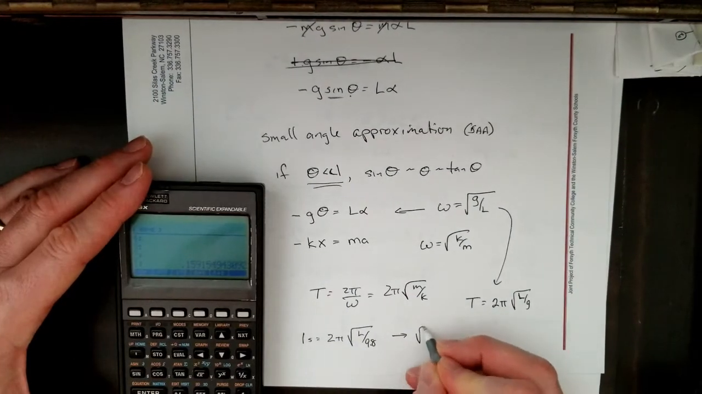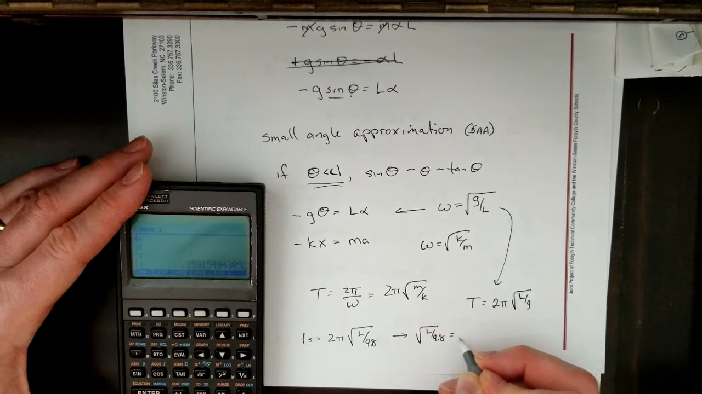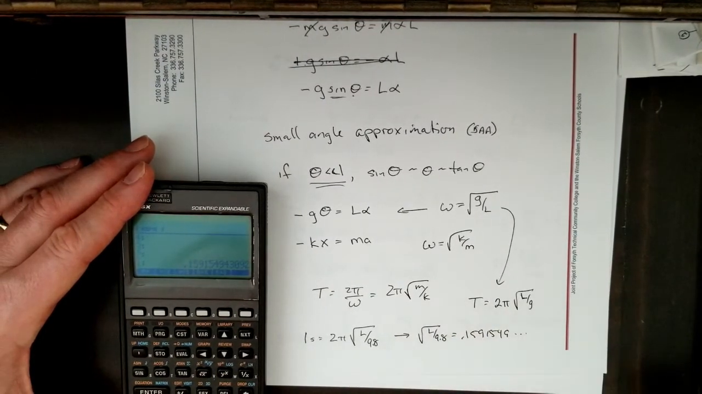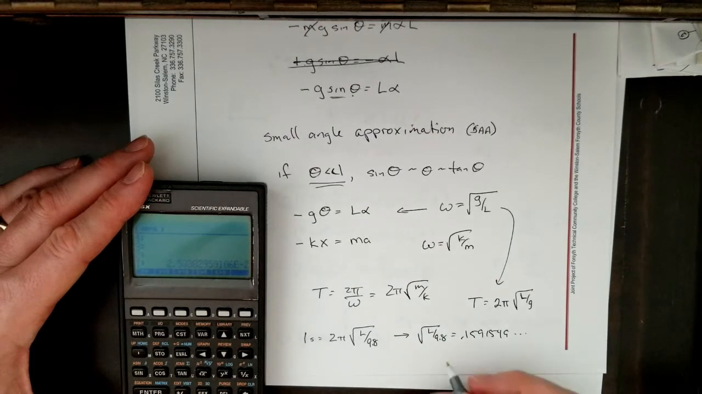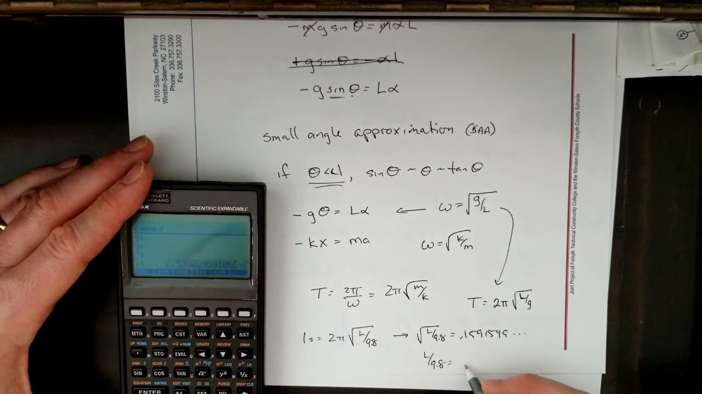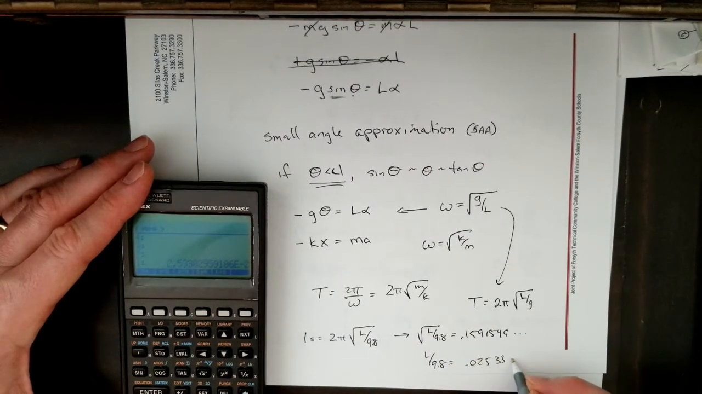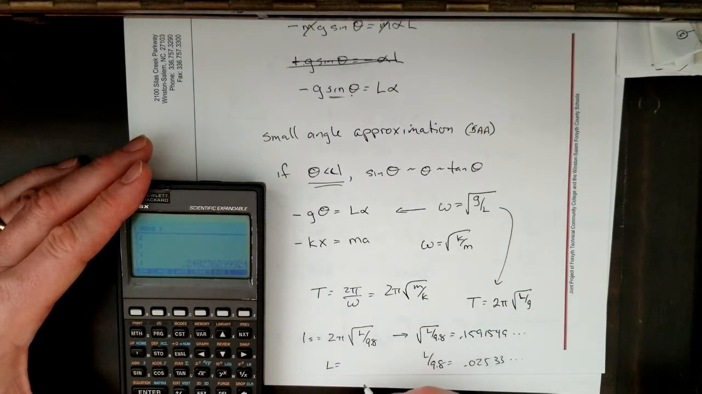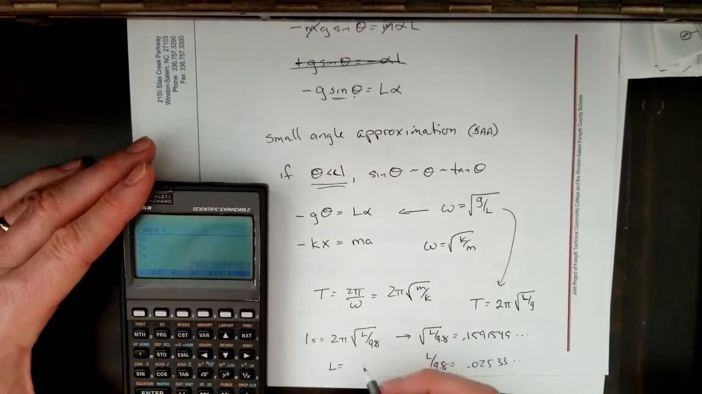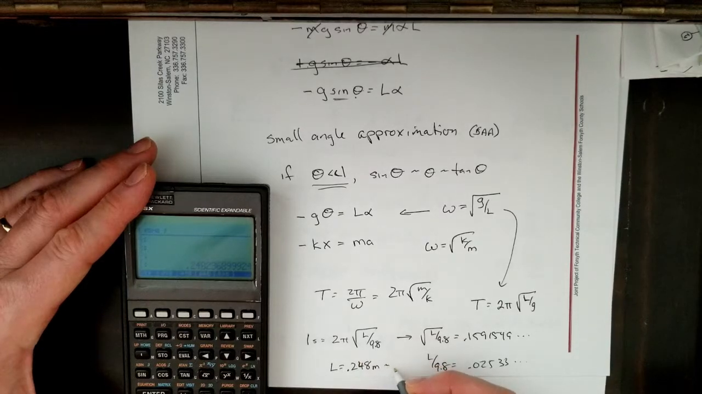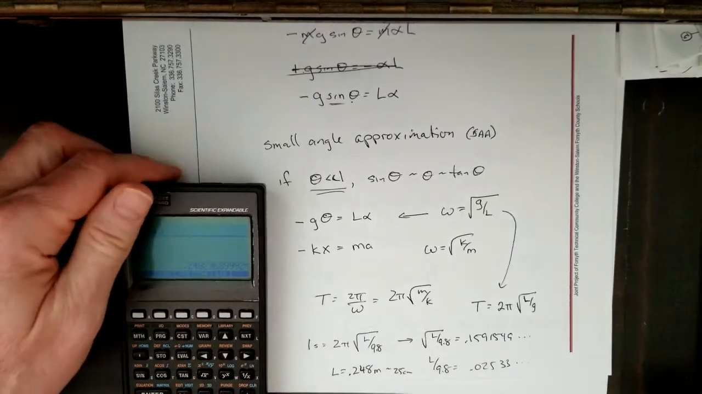At this point, I have the square root of L over 9.8 is equal to 0.1591549, and so on. I square both sides. So I have L over 9.8 equals 0.02533, and so on. Multiply times 9.8. And so the length of the pendulum, where almost all the mass is hanging down at the bottom, is 0.248 meters, which is approximately 25 centimeters.